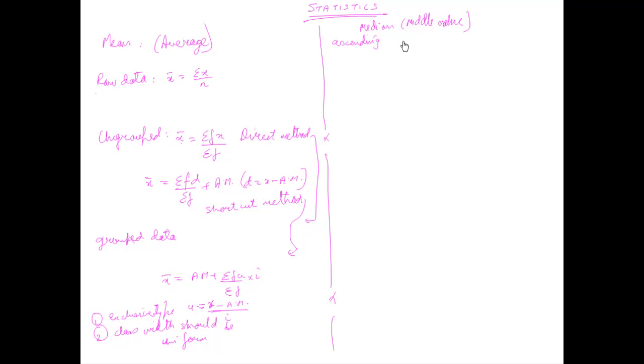And n becomes the number of terms. n is number of terms given. Then the median is given for odd and for even. Even is the n upon 2 term plus the next term, upon 2, and for odd it is simply n plus 1 upon 2 term. That's median.